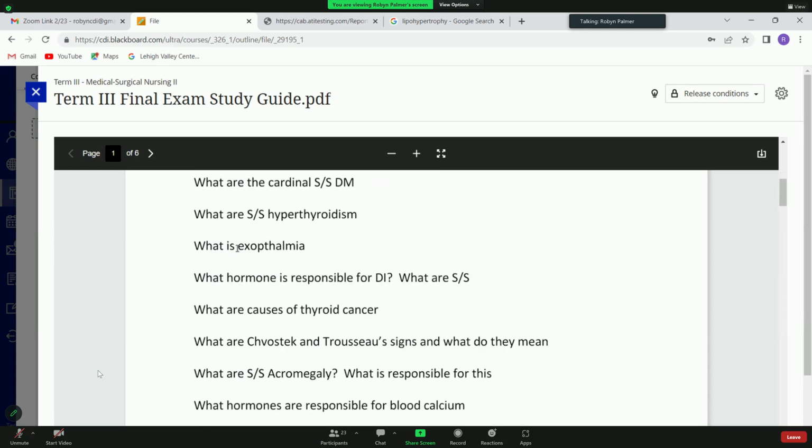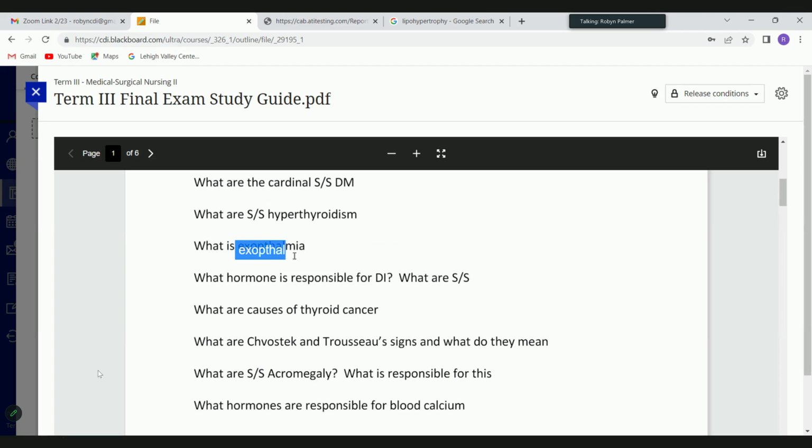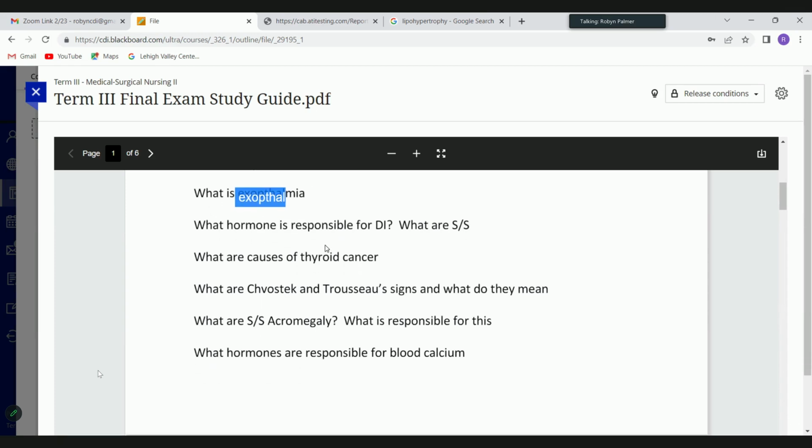What's exophthalmos? What's that a sign of? Your eyes are bulging. And what disorder is that usually associated with? Hyperthyroidism or Graves' disease, right?